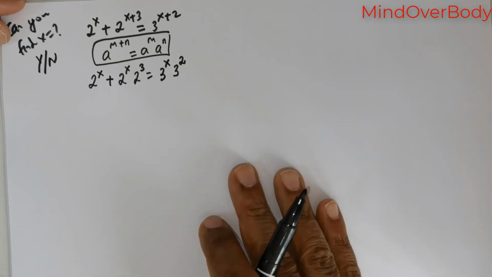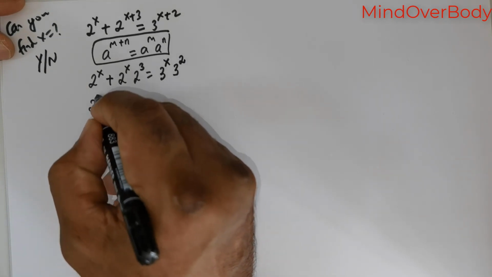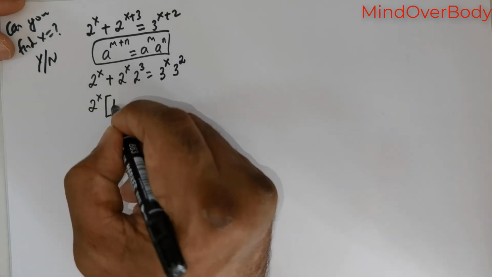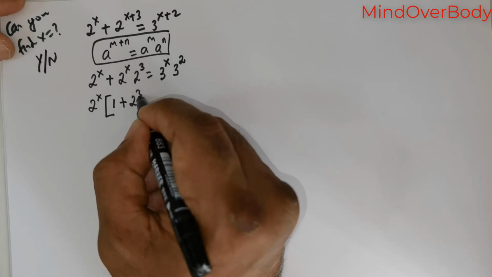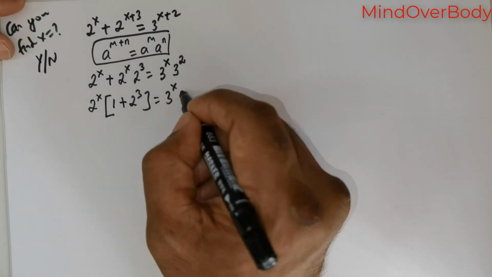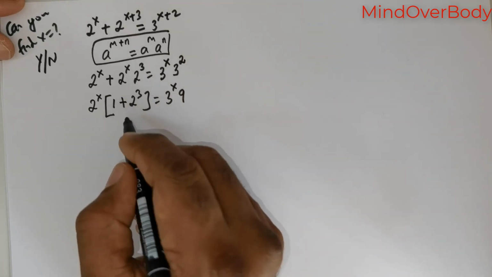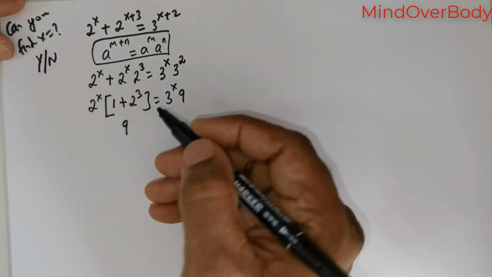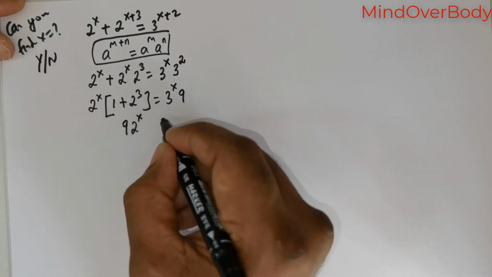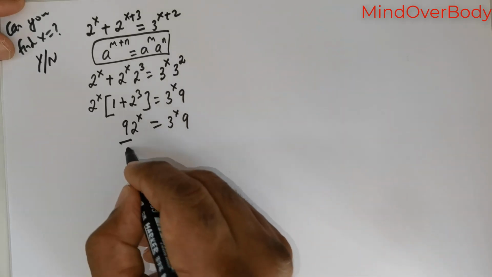Okay, so with this I can now take 2 raised to the power of x out. So that's going to be 1 plus 2 raised to the power of 3 is equal to 3 raised to the power of x times 3 squared, which is 9. Now 2 raised to the power of 3 is 8. 8 added with 1 will give me 9 here. So 9 times 2 raised to the power of x is equal to 3 raised to the power of x times 9. So you have 9 on both sides.